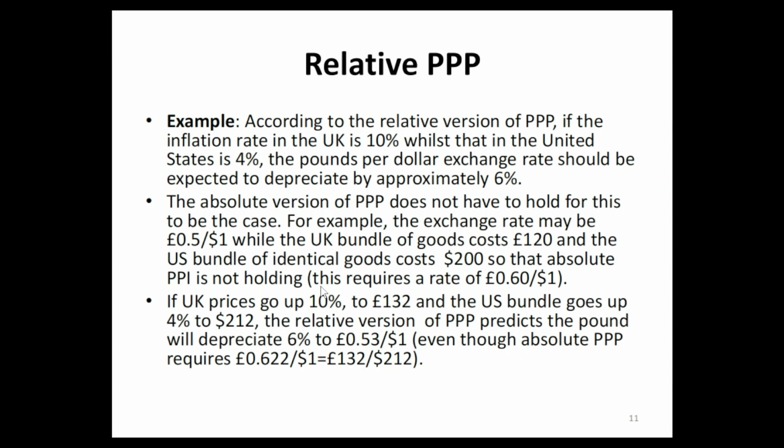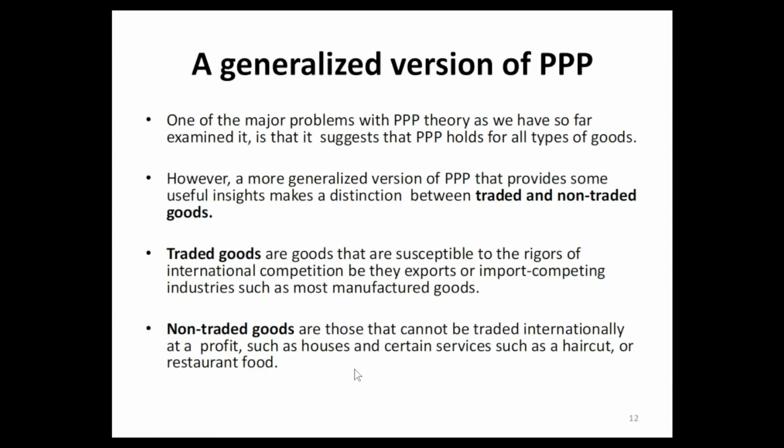So if the United Kingdom price level or inflation goes up by 10%, for example, to 132 pounds, and the United States bundle goes up by 4%, with 4% inflation, to 212, the relative version of PPP predicts the pound will depreciate 6% to this much, right? እንግዲህ በዚህ match 6% ነው ማለት ነው, 6% ወይም 0.53 ፓውንድ per dollar ይሆናል. So even though absolute PPP requires this much, see, እዚህ ጋር በጣም ልዩነት አለው, 132 እና 212. ስለዚህ ይለያያል ማለት ነው, በጣም ልዩነት አለው.